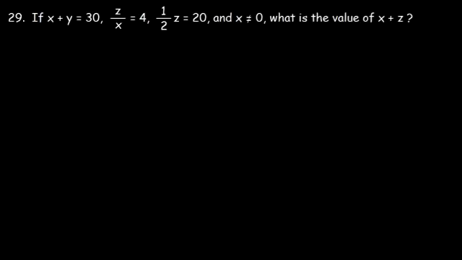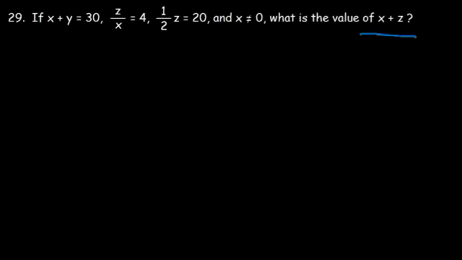29. If x plus y is equal to 30, and if z over x is equal to 4, and 1/2 z is 20, and x does not equal 0, what is the value of x plus z? So we got a lot of equations here. It might seem like a difficult problem, but it's not if you understand it. In order to find the value of x plus z, we just need to solve for x and z and then add the two numbers.